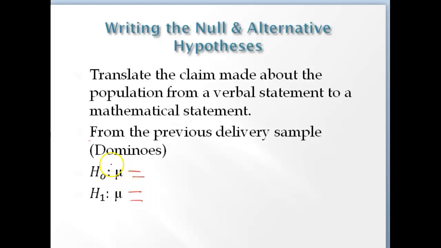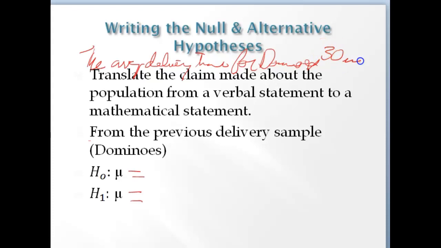Now, the easiest way to do this is to first of all identify the claim. And once you identify the claim, then it's easy to determine whether that claim is the null hypothesis or alternate hypothesis. So in the previous statement or hypothesis, we had the average delivery time for Domino's was 30 minutes. So that means the average delivery time for Domino's is equal to 30 minutes.